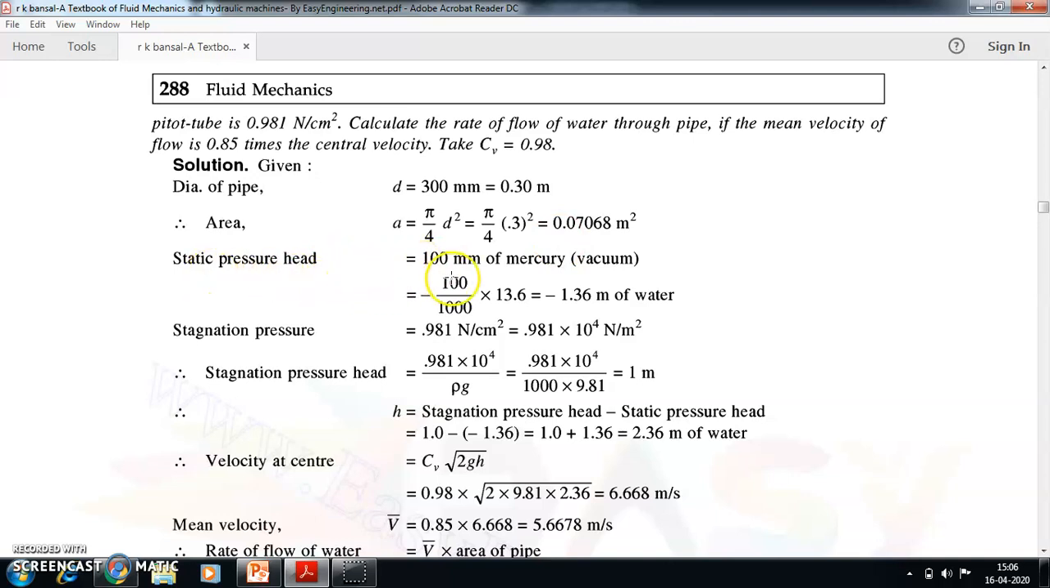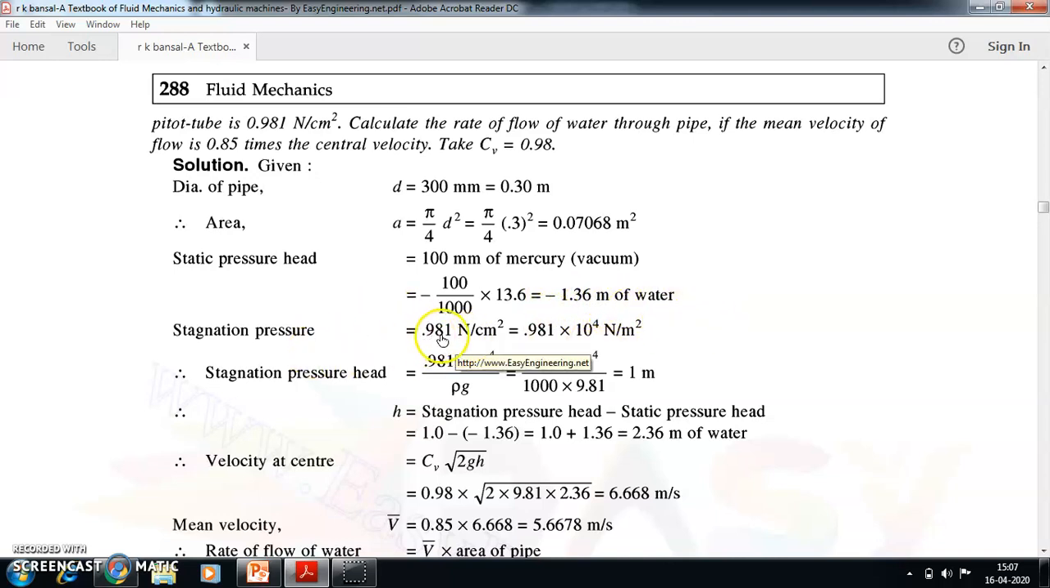Now static pressure head is 100 millimeter of mercury in vacuum. So convert it into meters of water. Don't keep it in mercury. Everything has to be kept in terms of head of water. So 100 divided by 1000, I am converting millimeter to meters, multiplied by specific gravity of mercury, you will get the pressure head in terms of water. Why did this negative sign come? Because it is a vacuum pressure. So minus 1.36 meters of water.